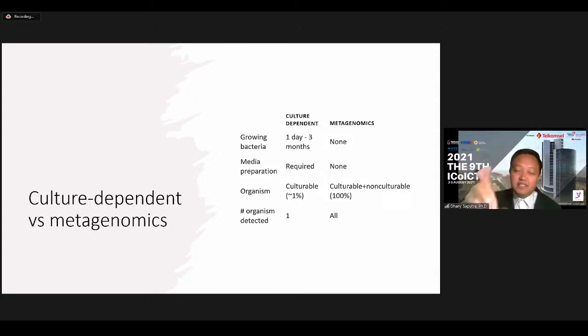And this is the most important benefit of metagenomics. The organisms that can be cultured are much fewer with a culture-based approach, like 1% of the organisms in the world can be cultured. But with metagenomics, we don't care if it can be cultured or not. We just sequence it, we find it. So all organisms can be detected.